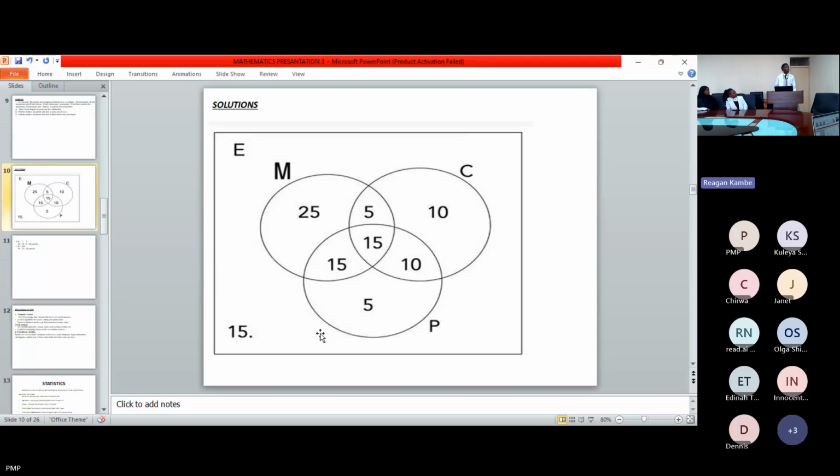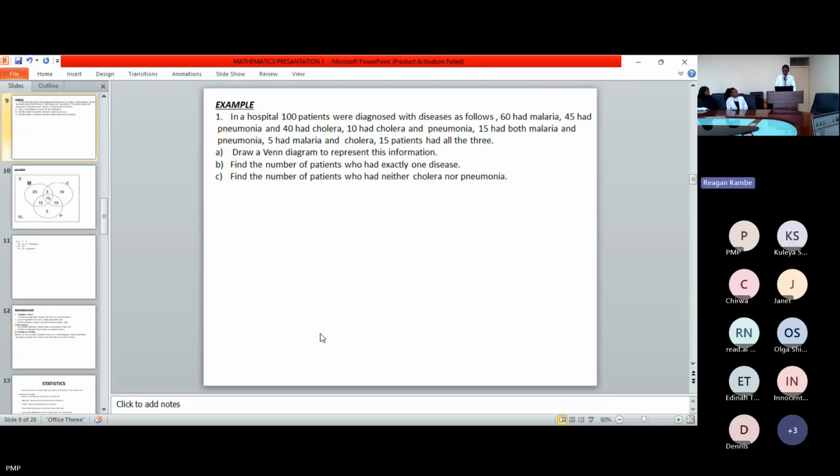So you asked how the numbers were explained and how we got those numbers. From the general information in the question, we were told that 15 people were suffering from all the diseases. Since they've already given us a total number of the people, if we add the first numbers they gave us, they're not going to make sense. In the question, it says 100 patients were diagnosed with the diseases, 60 malaria, 45 pneumonia, and 40 cholera. 15 had both malaria and pneumonia, 5 had malaria and cholera, and 15 patients had all 3 of the diseases.